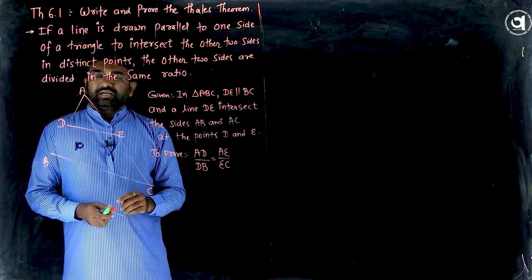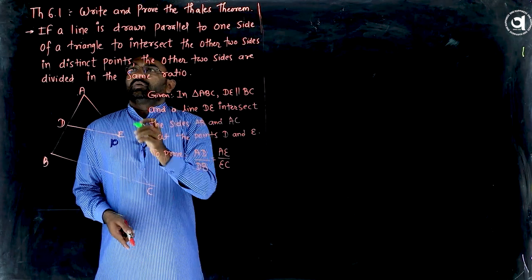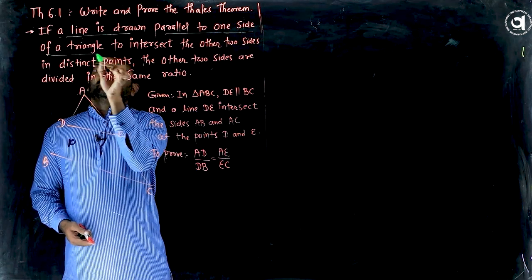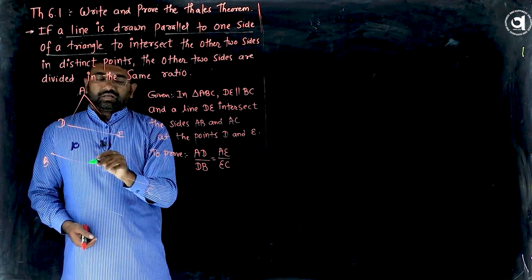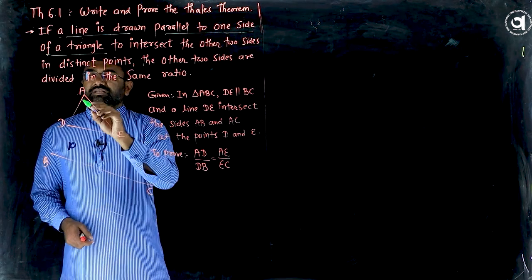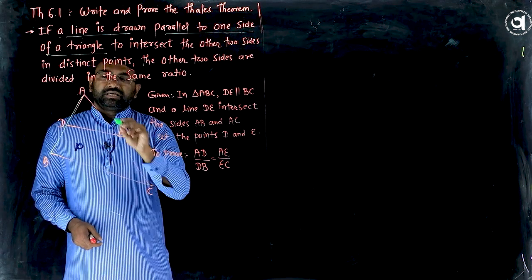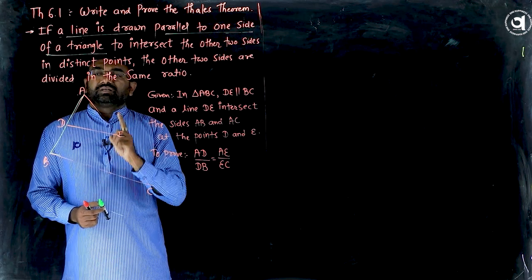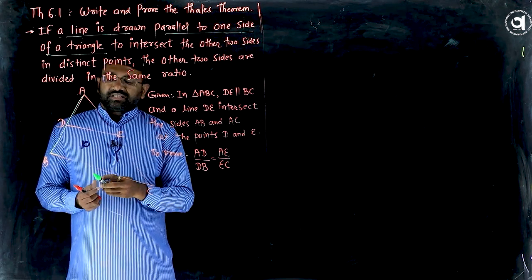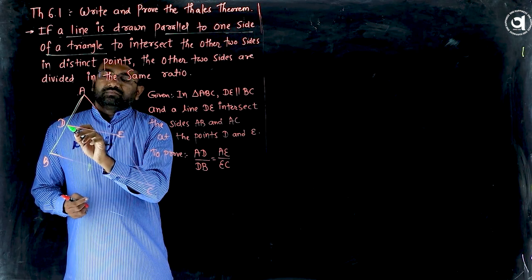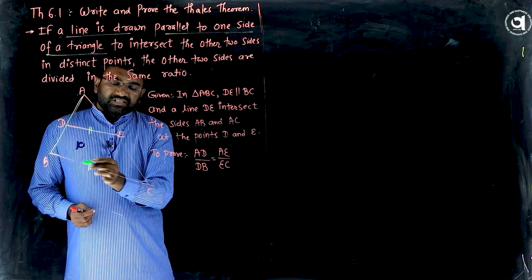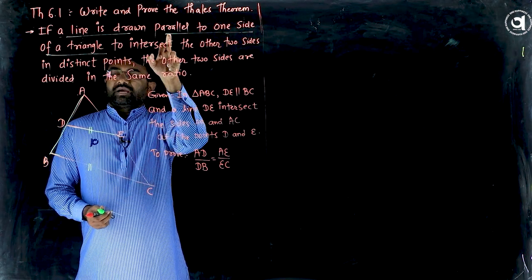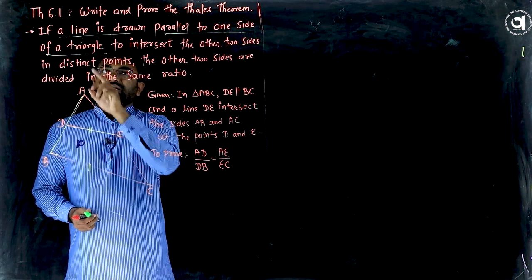So the theorem says, if a line is drawn parallel to one side of a triangle. Suppose here we take triangle ABC. In triangle ABC there are three sides, AB, BC and AC. Among these three sides, we select one side. For example, we select side BC and we draw one line which is parallel to this BC side. So that's why the statement is given that way: a line is drawn parallel to one side of a triangle.